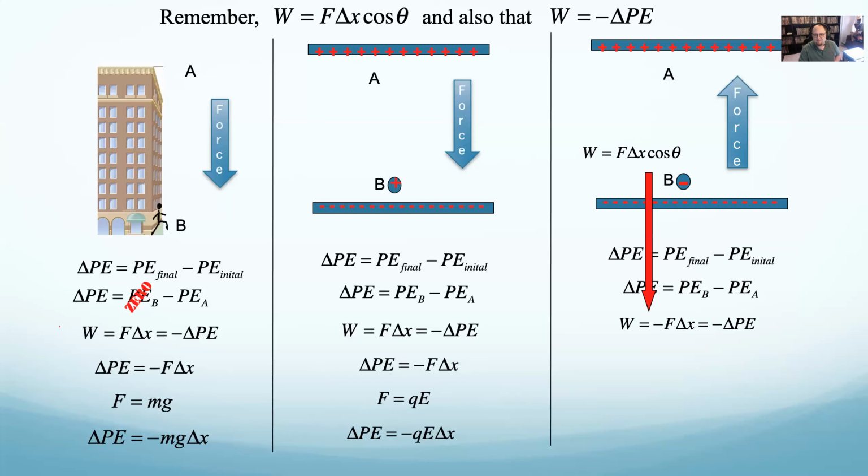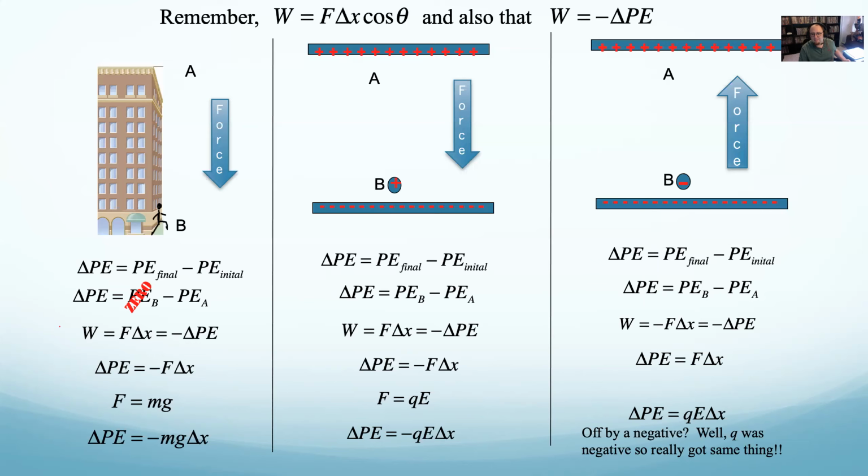It comes from the F x cosine theta, that F is one way, X is the other. They're 180 degrees apart. And so I still can get the same logic. Now, I do get off by a negative sign, so it seems like I'm getting a different equation. But keep in mind, Q is negative. And since Q is negative, you get two negatives, you get a positive, it's the same thing.